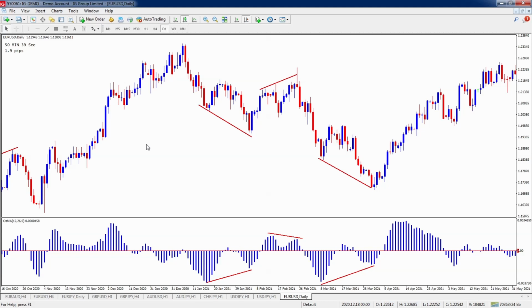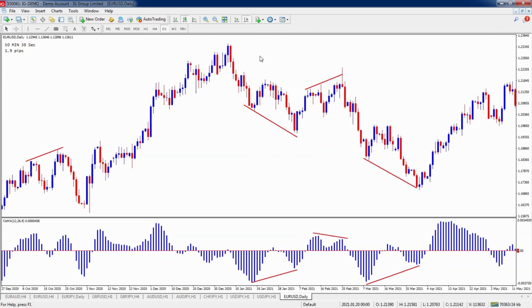And one more time, the divergence does not always result in the market making a huge move in the opposite direction, but it generally results in some kind of tradable move. So this is regular divergence shown on the OSMA indicator, and the OSMA indicator is a variation of the MACD.